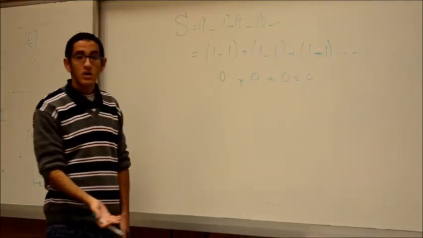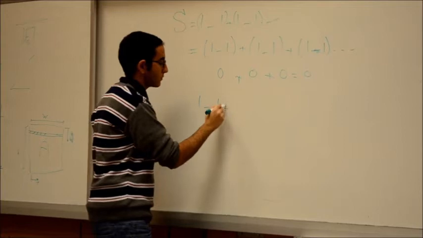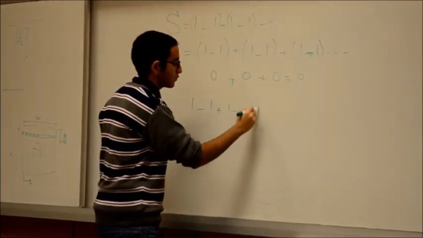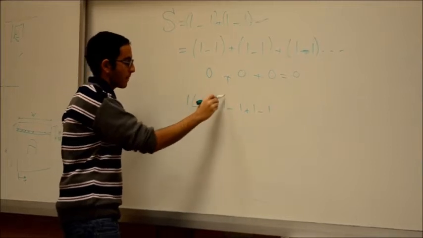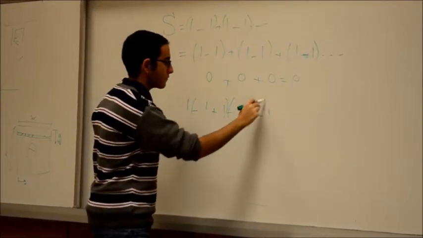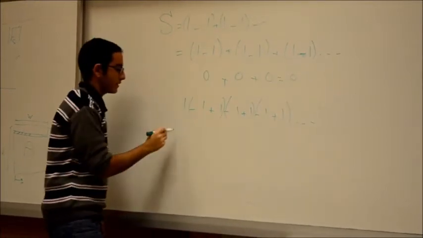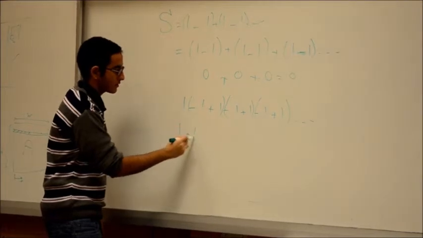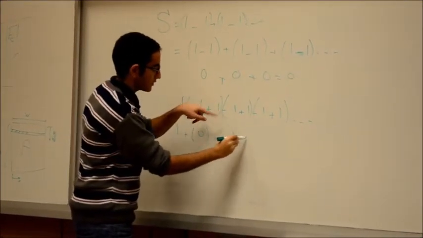Can it be equal to 1? For example, 1 minus 1 plus 1 minus 1 plus 1 minus 1. If I put the parentheses right here, and so on, I'm going to be left with a 1 here, plus 0, plus 0, plus 0.